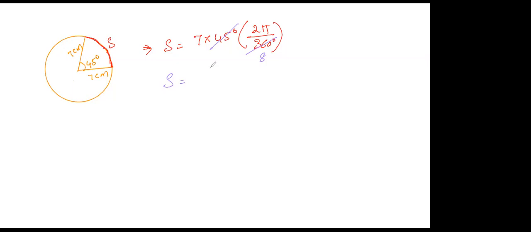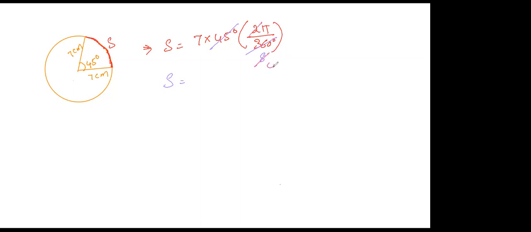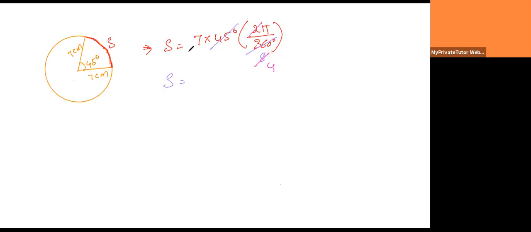So 8 times. And what else we have? We have a 2 at the top, as you see. So we can cancel this 2 and make this a 4. I hope you agree with that as well. And the 7 we have at the top. So 7 pi divided by 4.